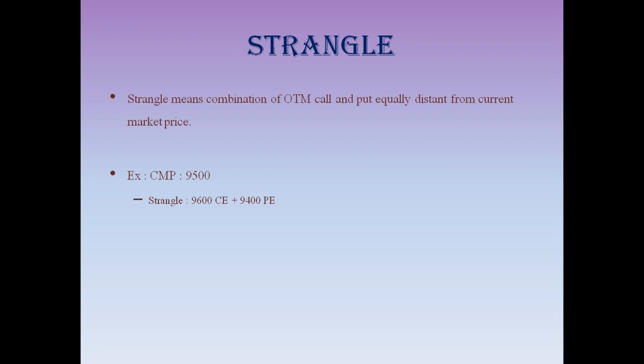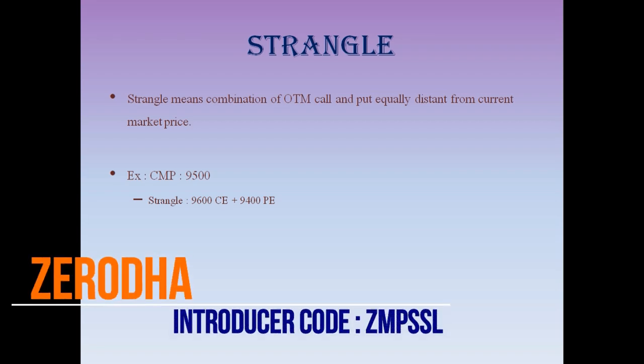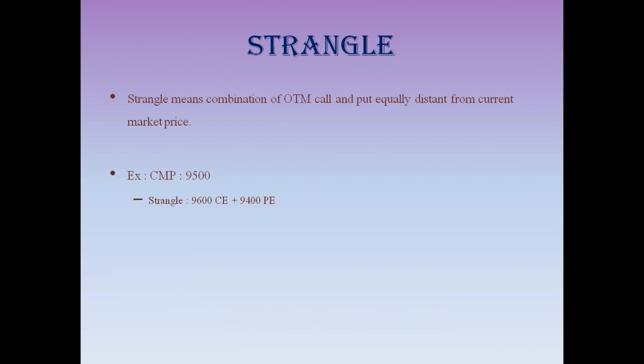So let's begin. What is Strangle? Strangle means a combination of an out of the money call and put which are equally distant from the current market price. You first need to understand what is an out of the money call. For this you can watch my video on basics of options, or read on the internet what OTM call or OTM put, out of the money, actually means.